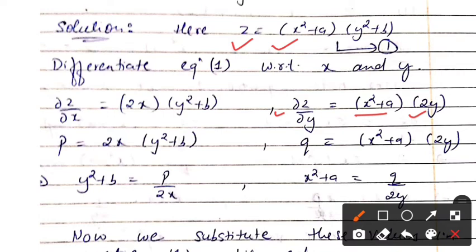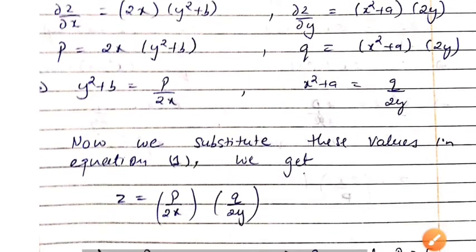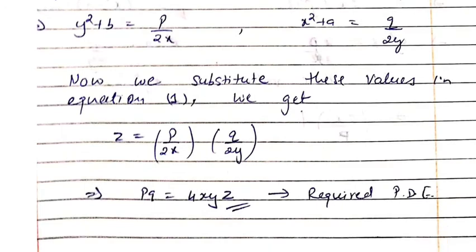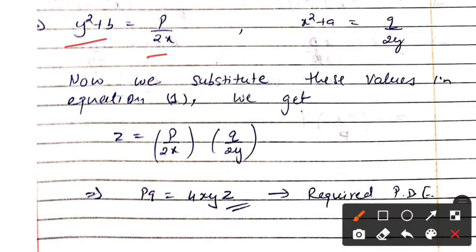Now del z by del y can be written as q, and the rest of the term is as it is. Now since we want to remove a, I will find the value of x square plus a, that is q by 2y. Now we have these two equations. Now I will put the values of these two equations in our given question.